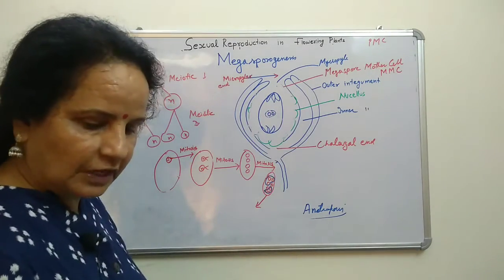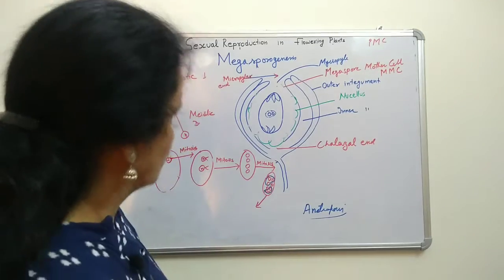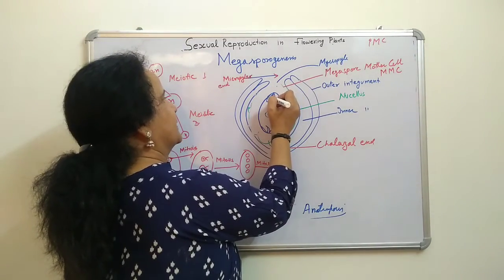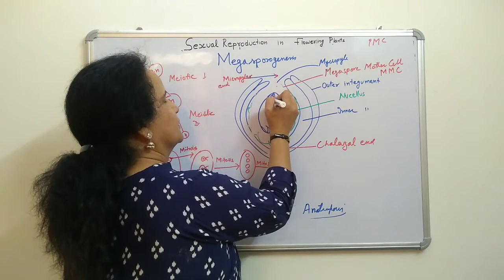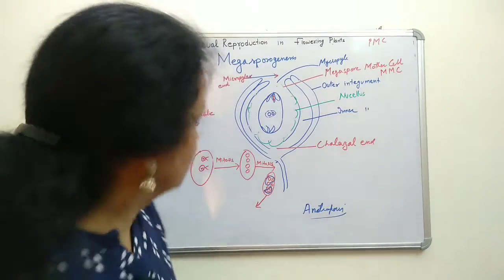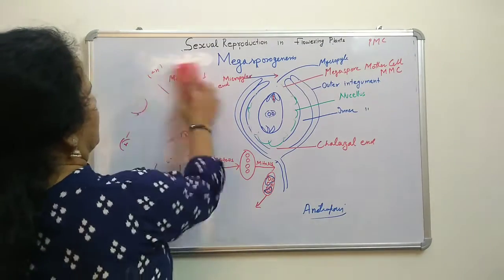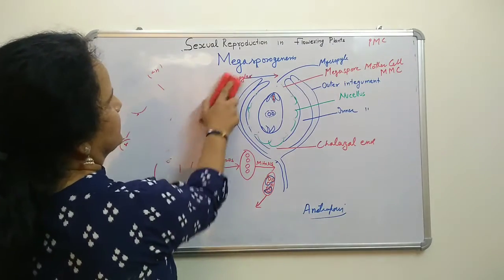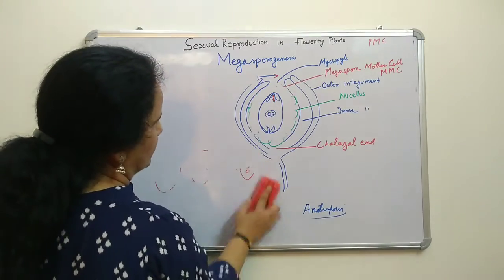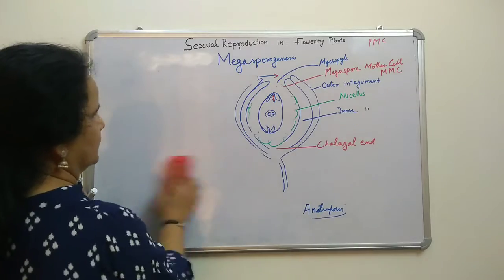Right? Now this time what is it called? We can see here that one, suppose that will be the egg apparatus. These are, shall I rub this one? So then we can write the names properly.